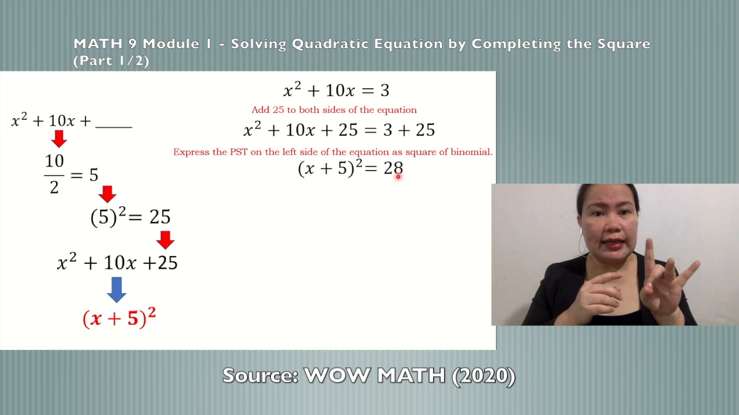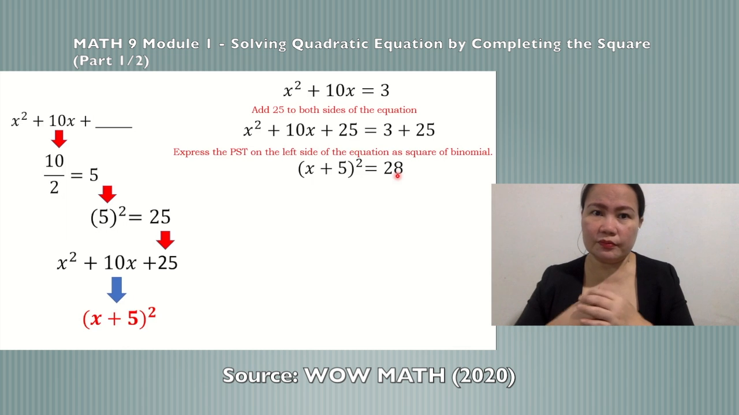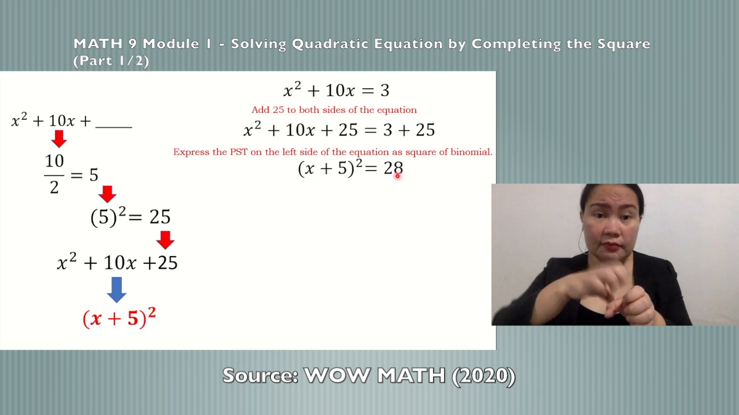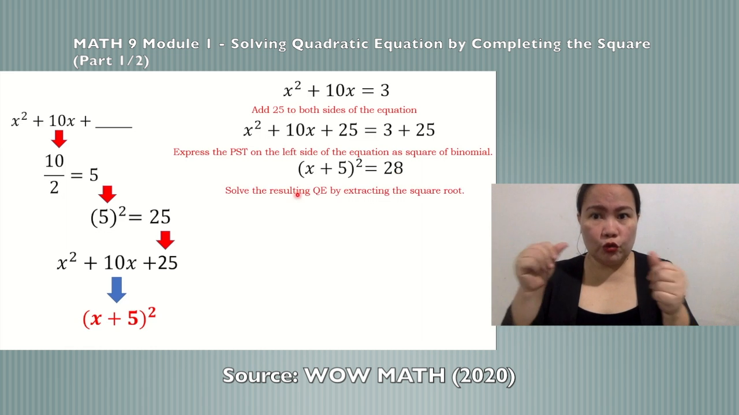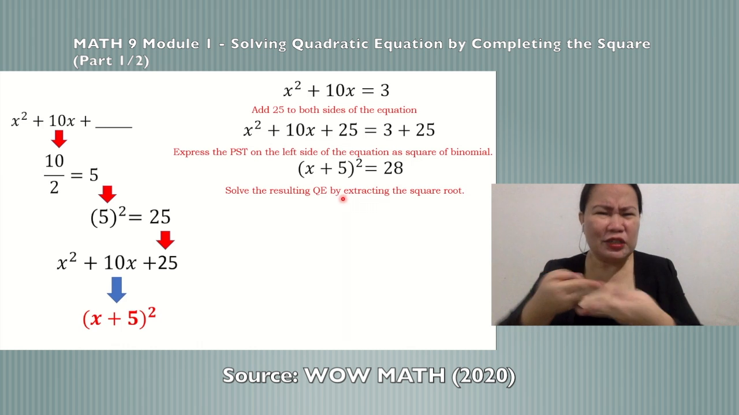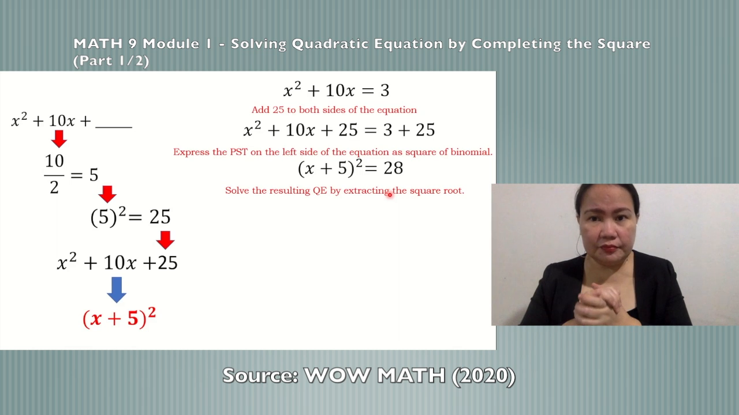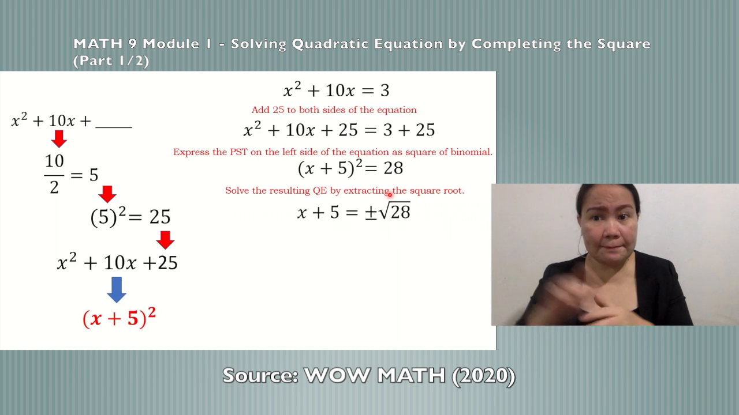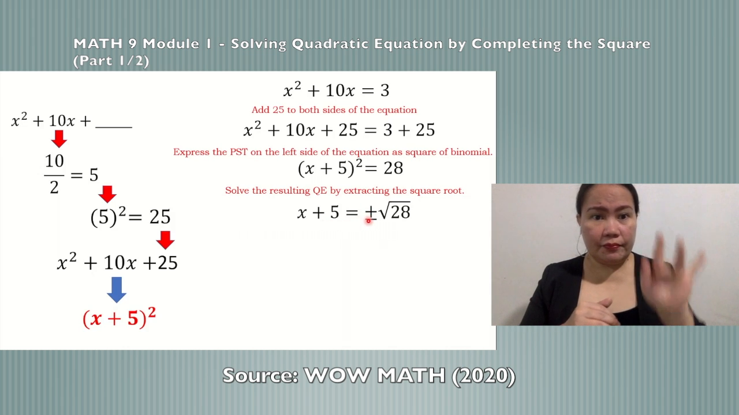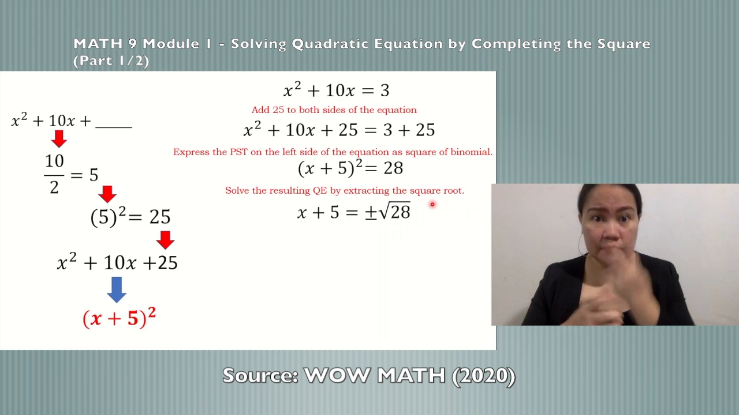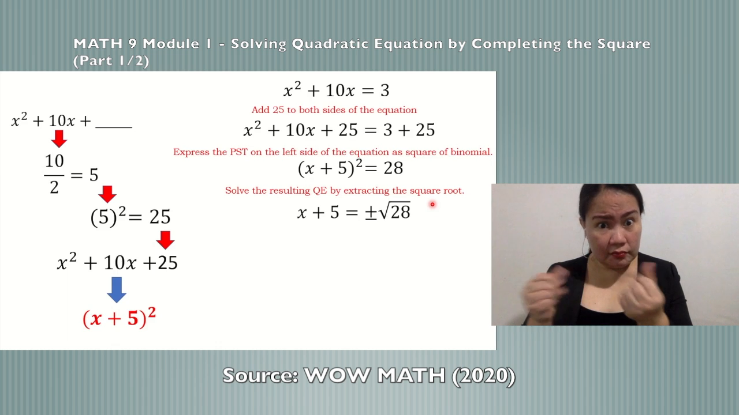Anong sunod na gagawin natin? Ano ba yung ginagawa natin during solving quadratic equation by extracting the square root? Okay, so extract na natin, no? So, solve the resulting quadratic equation by extracting the square root. So, magiging ano na equation natin ngayon? x plus 5 is equal to positive or negative square root of 28. So, tingin nyo ba magsusolve agad tayo?